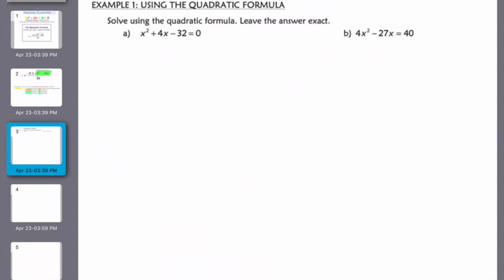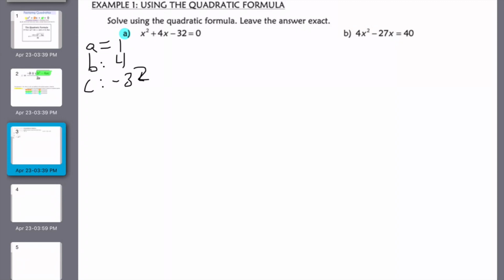So in this first example, example A, I have x squared plus 4x minus 32. Now the first thing that I'm going to do is label what is my a, what is my b, and what is my c, so that way I can effectively use it going forward. So I know that my a is going to be 1, my b is going to be 4, and my c is going to be negative 32.